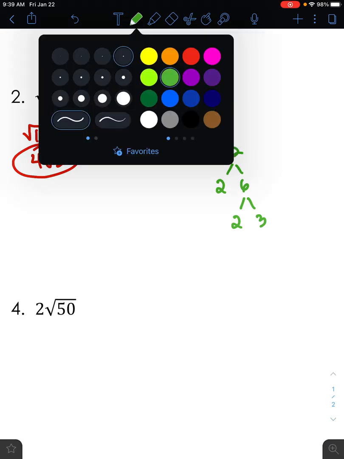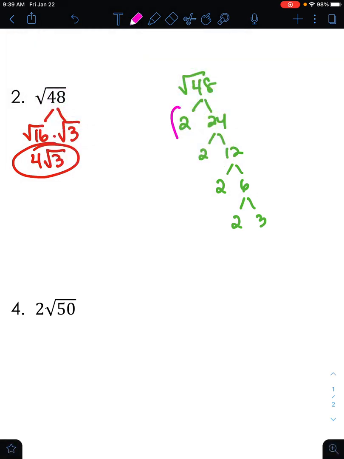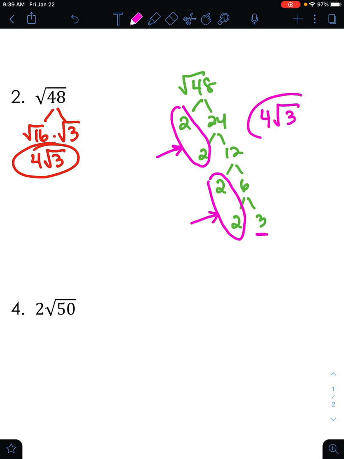Okay, so let's look for pairs. I've got a set of 2's, a set of 2's, and 3 is going to stay under the radical. So this will become just a single 2 on the outside of the radical. This will become a single 2. 2 times 2 is 4. 4 square root of 3.